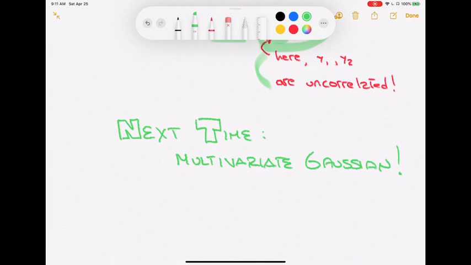Next time, we will talk about the multivariate Gaussian. We're going to use a lot of these concepts that we've talked about, and continue some heavy-duty linear algebra. We'll look at that next time.